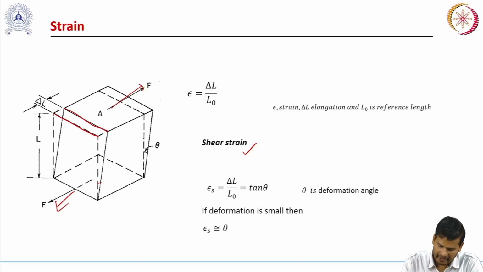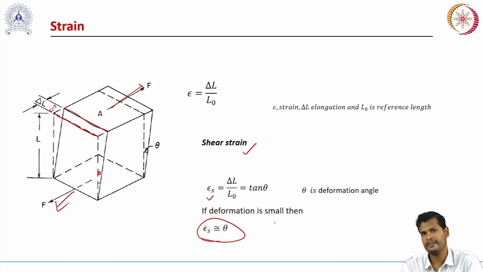So again, the same way I can define the shear strain as epsilon. What is the change in length? Delta L divided by L naught. So this is my displacement which has occurred divided by original length, or this will be equal to, if theta is the angle of deformation, then tan theta. If theta is very small, I can write this simply as theta. So this is what stress and strain are and how they are defined.